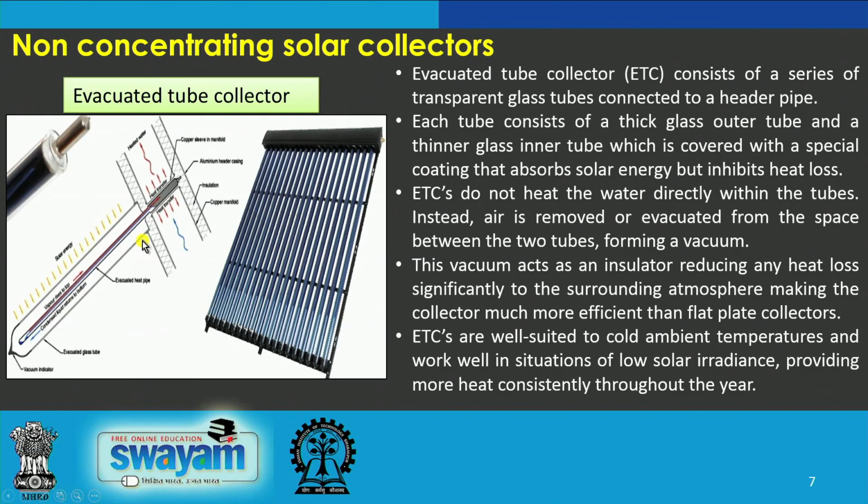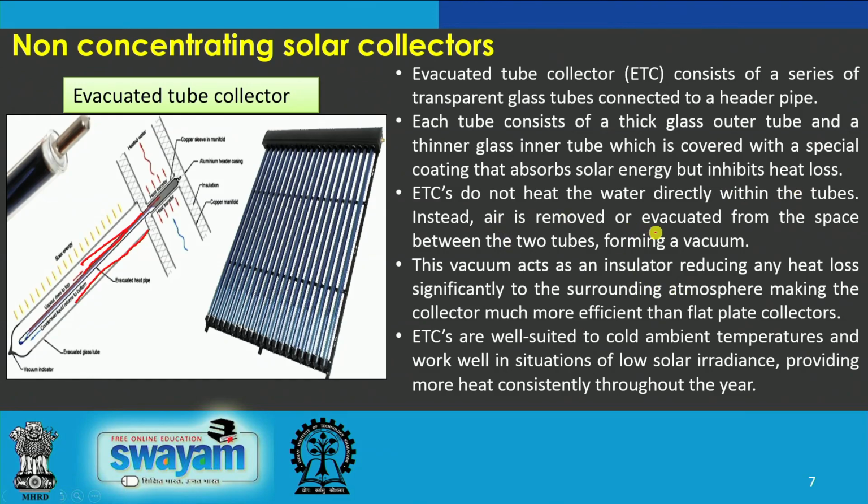So, each tube consists of a thick glass outer tube and a thinner glass inner tube. This is the outer tube and inside is a thinner tube. This thinner glass inner tube is covered with a special coating that absorbs solar energy, but inhibits the heat loss. Evacuated tube collectors do not heat the water directly within the tubes.